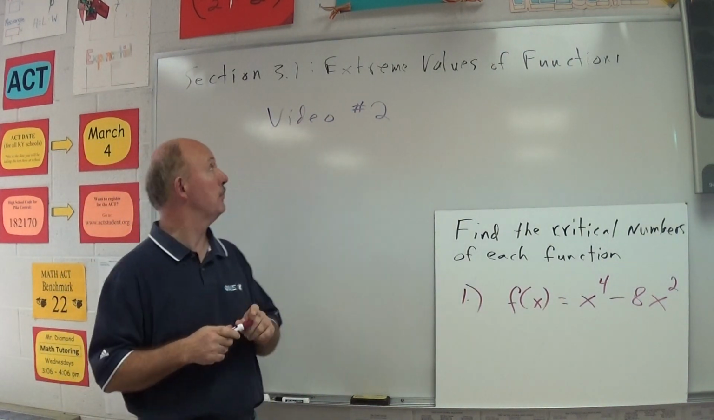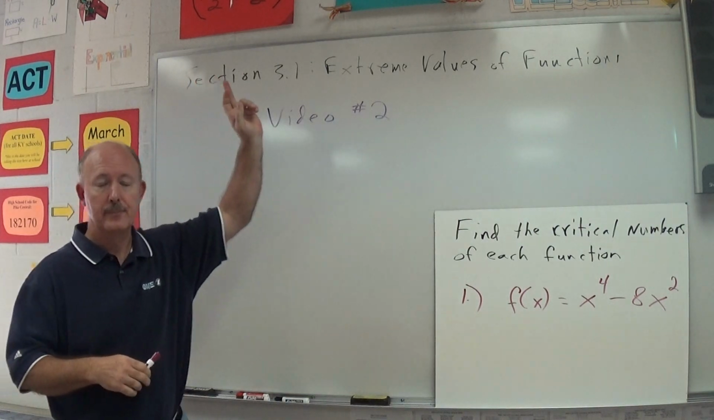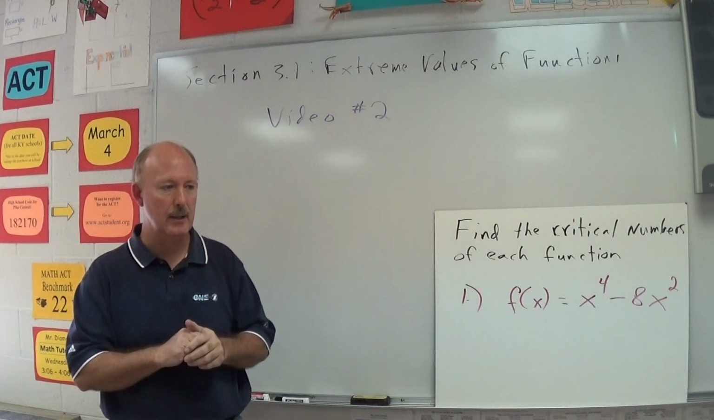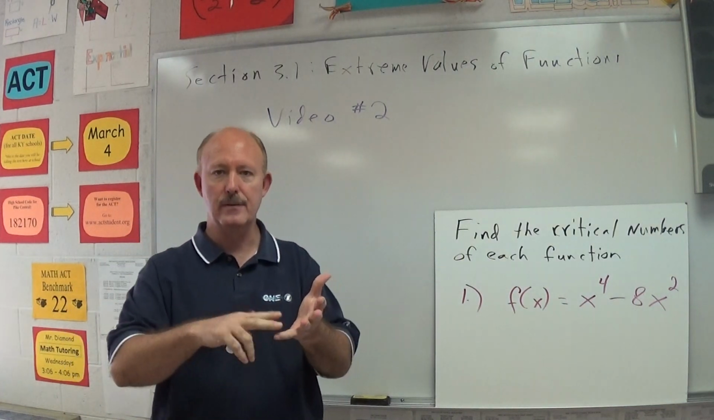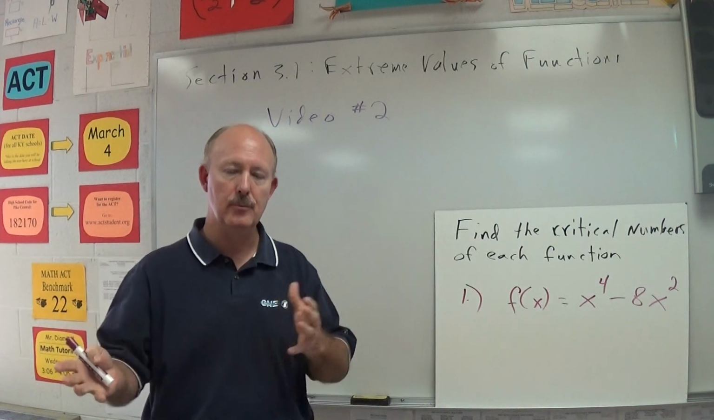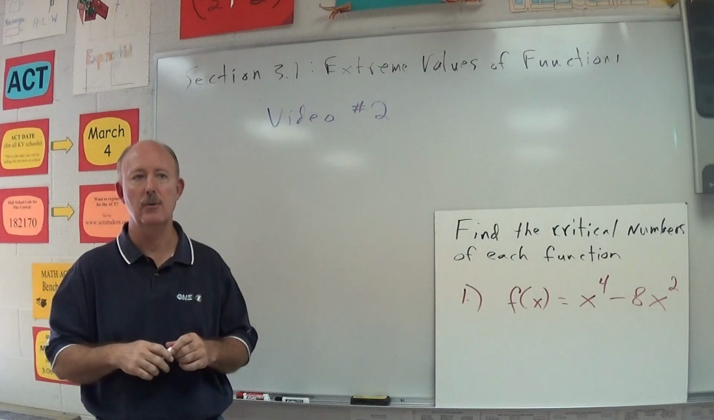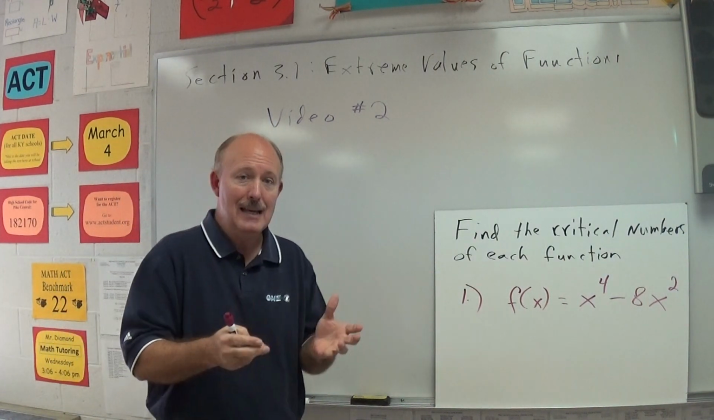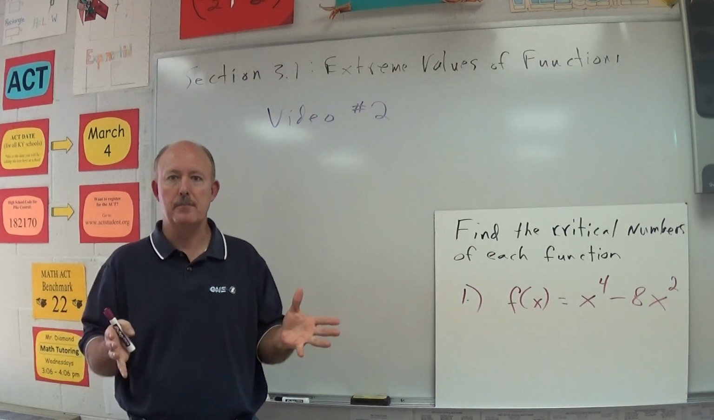Now in our textbook, this is section 3.1, and this is our second video. The first video we introduced some vocabulary. We talked about relative and absolute maximum and minimum, so you can go back and look at the first video to see some of the vocabulary and where we talked about some of that stuff. Now in this video we're going to look at examples.